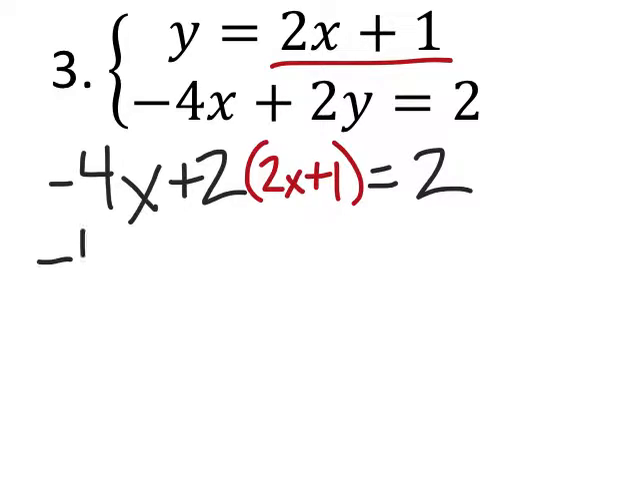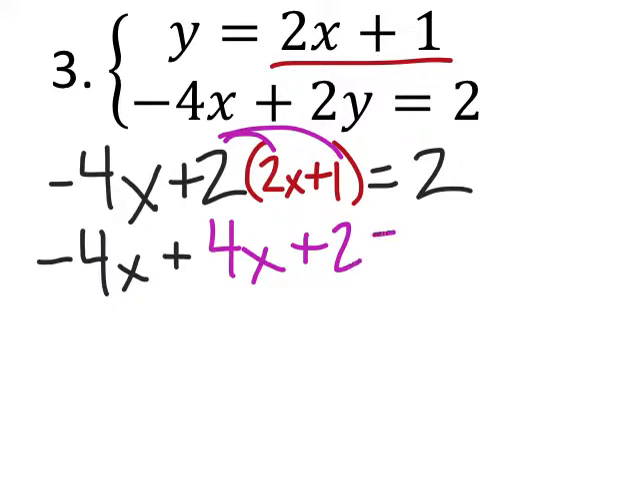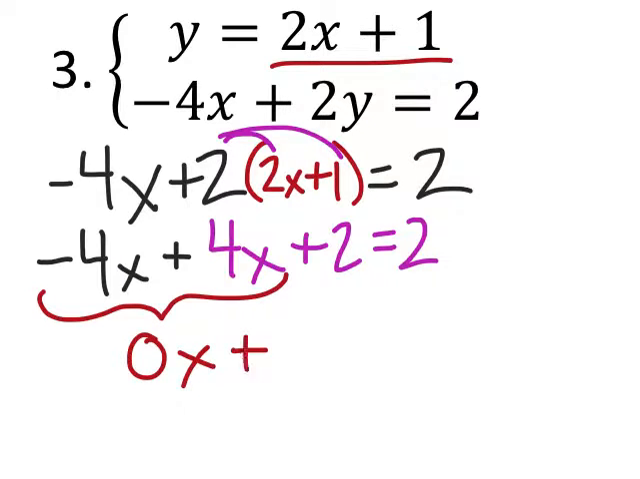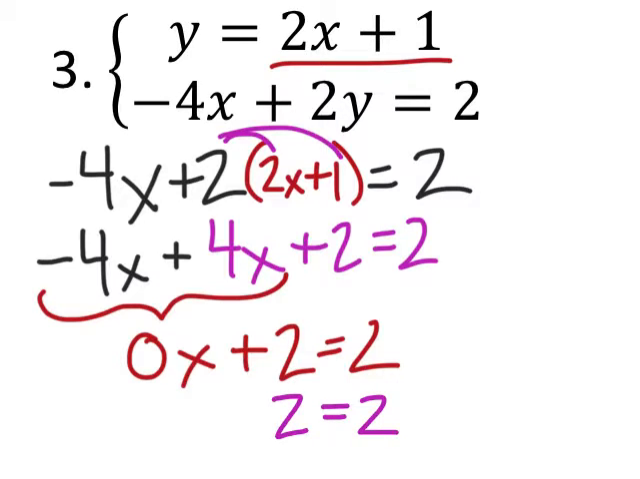From here, so we still have negative 4x plus, but in this case we'll distribute the 2. That's a 4x plus 2 equals 2. Combining like terms, we see that we have a negative 4x plus 4x. That's 0x plus 2 equals 2. And if I want, I can make that a phantom 0x, and that just gives me 2 equals 2.